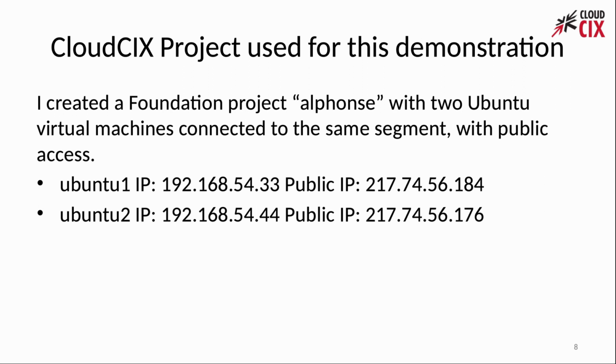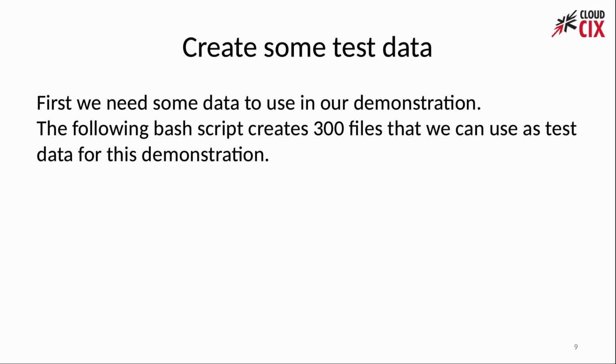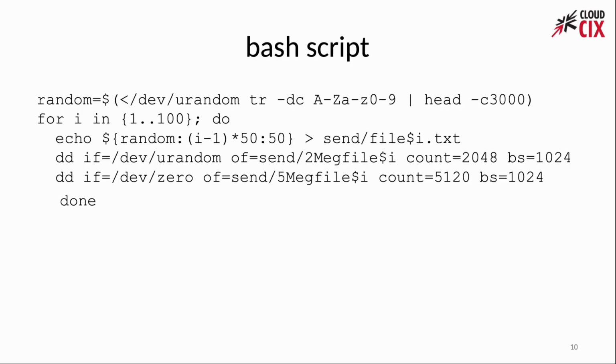The details of how to create a similar project are included, but I'm not going to cover them here. Before we can do anything, we need to create some test data. I've decided to use a bash script file to quickly create some files. It creates 3 sets of files, 100 files in each: simple text, random, uncompressible, and zero-filled files, highly compressible.